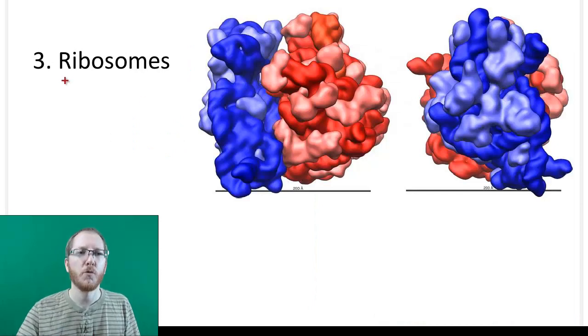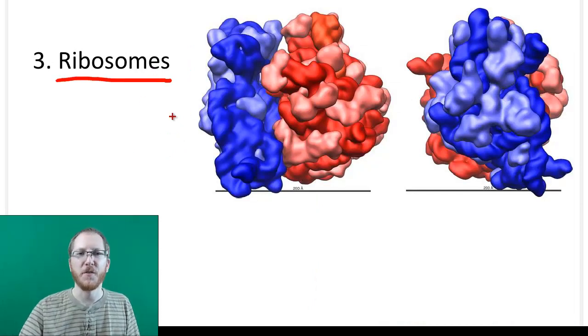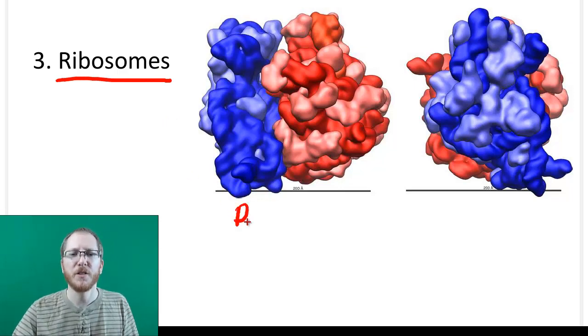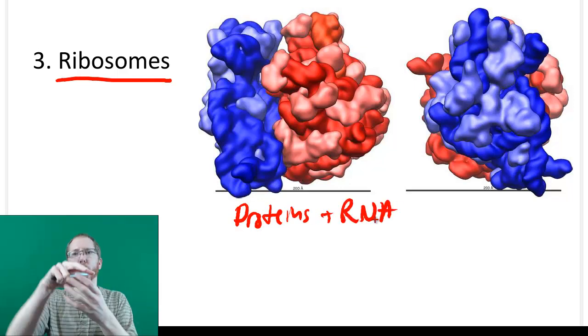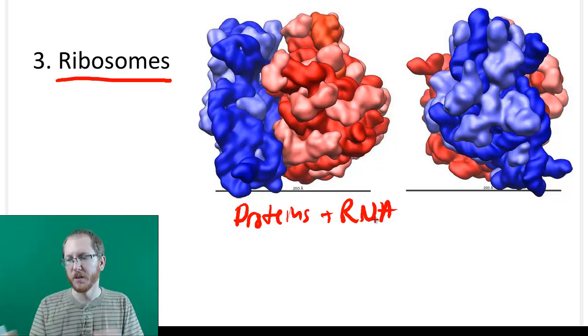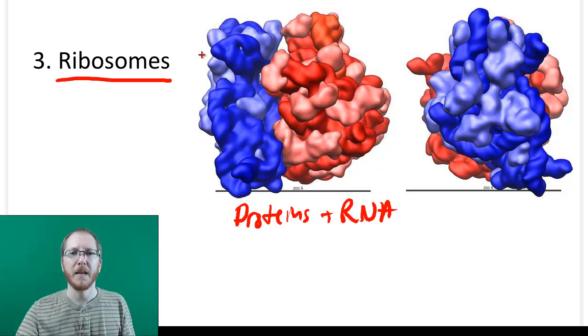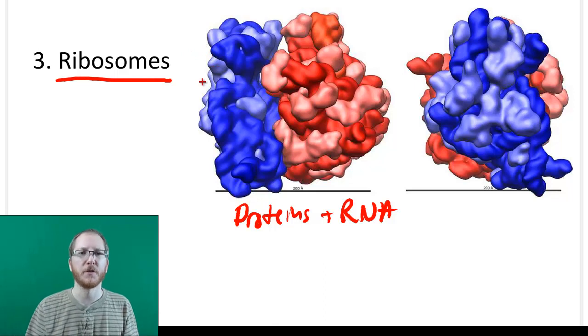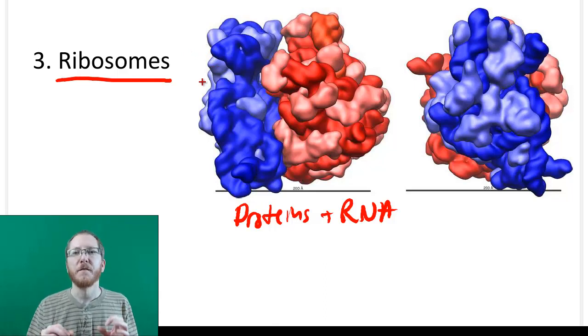So the first one will be ribosomes, or ribosomes if you prefer. I don't really care what you call it. But these are going to be these structures that are made of proteins plus RNA. So they've got two different parts that kind of merge their way together into these two globs. So you can see there's kind of the red glob and the blue glob. We call these subunits. And these guys do a very, very important thing. They make stuff.